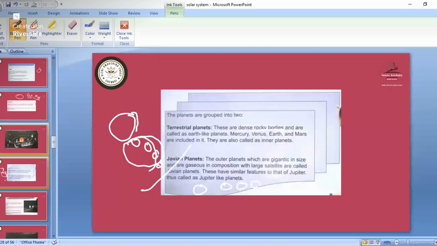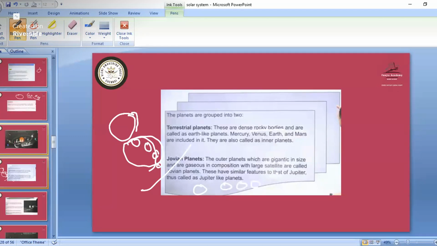So the dense rocky bodies are called Earth-like planets. We have Mercury, Venus, Earth, and Mars. So terrestrial planets are Mercury, Venus, Earth, and Mars, and they are also known as inner planets. Jovian planets are the outer planets. They are gigantic in size and gaseous in composition, with large satellites, and are called Jovian planets.